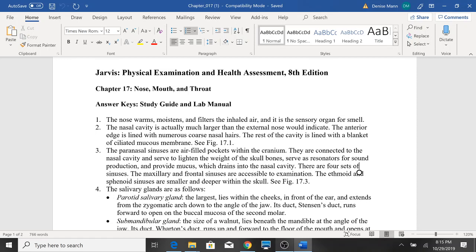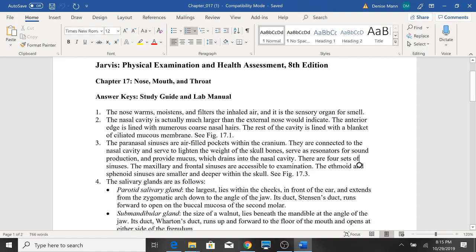A polyp is a smooth, pale gray nodule in the nasal cavity due to chronic allergic rhinitis. The difference between a polyp and a turbinate is the polyp is very vascular. Rhinitis is a red, swollen inflammation of nasal mucosa. Thrush is oral candidiasis in newborns. Turbinate is one of three bony projections into the nasal cavity, and the uvula is a free projection hanging down from the middle of the soft palate.